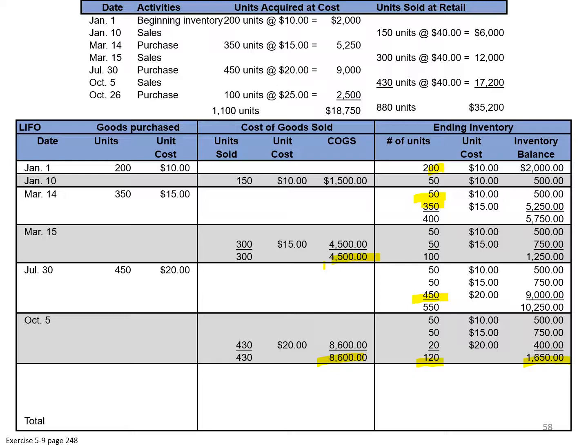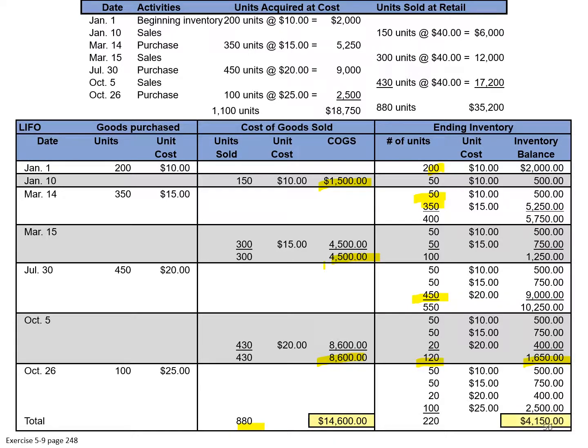So we have cost of goods sold of 8,600, and we have total ending inventory units of 120 for a total value of 1,650. And then on October 26th, when we buy our 100 units, we've got our 50 at 10, 50 at 15, 20 at 20, plus our 100 at 25. So we've got total units we've sold of 880, plus 1,500, plus 4,500, plus 8,600. That's a cost of goods sold of 14,600. Total ending inventory of 220 units. If you sum all of those balances, 500, 750, 400, and 2,500, we have total ending inventory of 4,150.